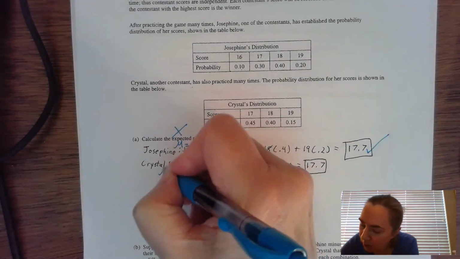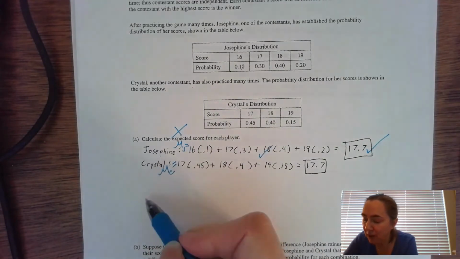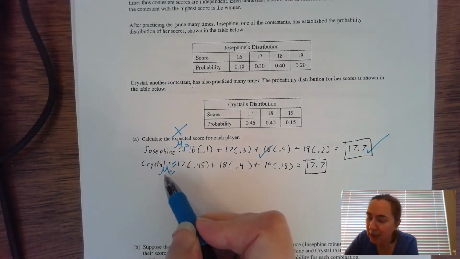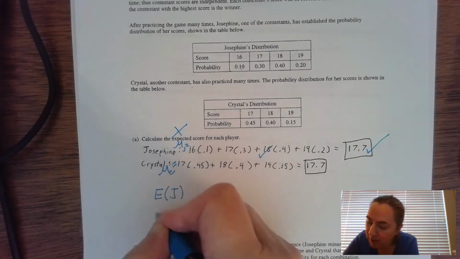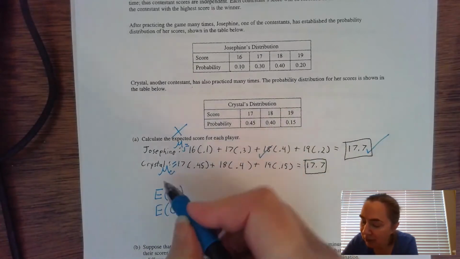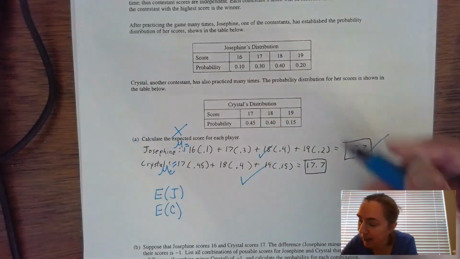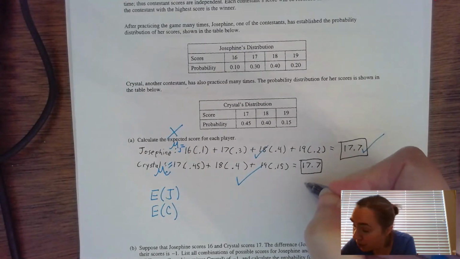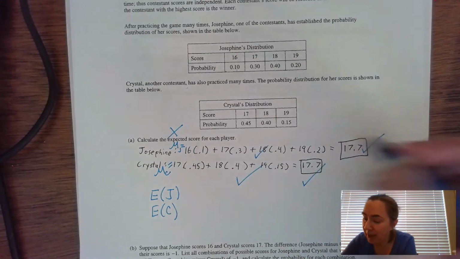For Crystal, mu sub Crystal. I like having the words Josephine and Crystal there, but what we are calculating is mu. If you wanted to use expected value for Josephine or expected value for Crystal, you certainly could, but you still have to have work showing multiplying and adding, and then the answer for Crystal ends up also being 17.7. And so this one is worth 6 points right here.